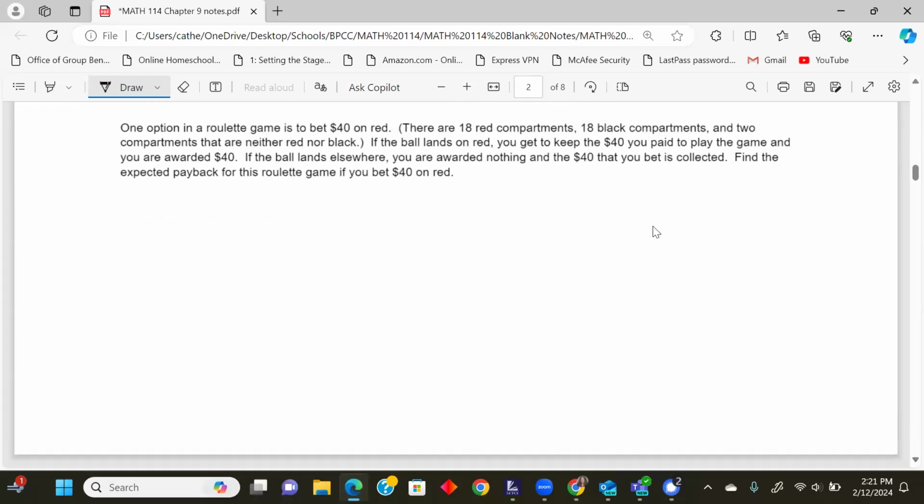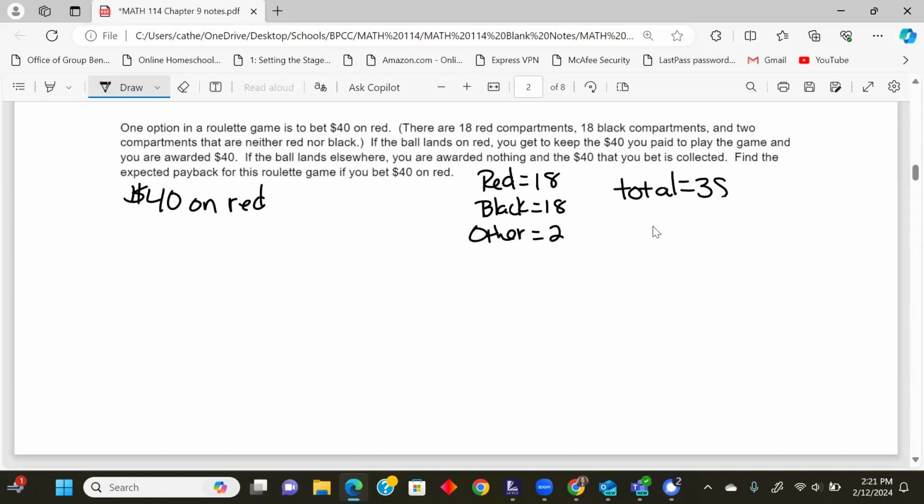All right, roulette wheel. One option in a roulette game is to bet $40 on red. So betting $40 on red. There are 18 red, 18 black, and 2 compartments that are neither black nor red. So red is 18. Black is 18. Other, they don't tell us what color they are. That's going to be 2. If you add those up, there's 38 total slots on the roulette wheel.